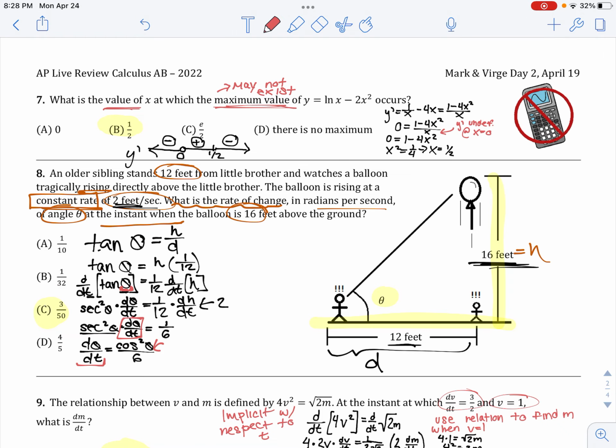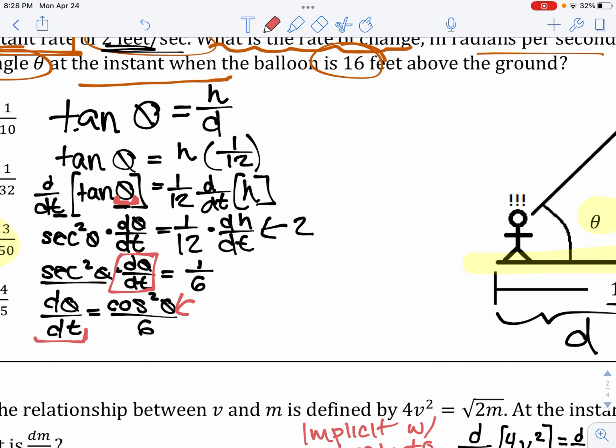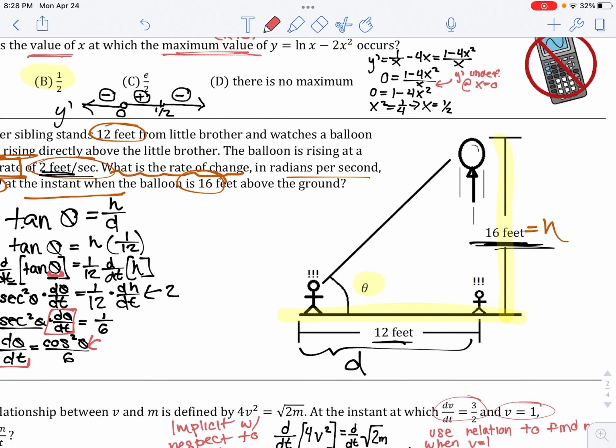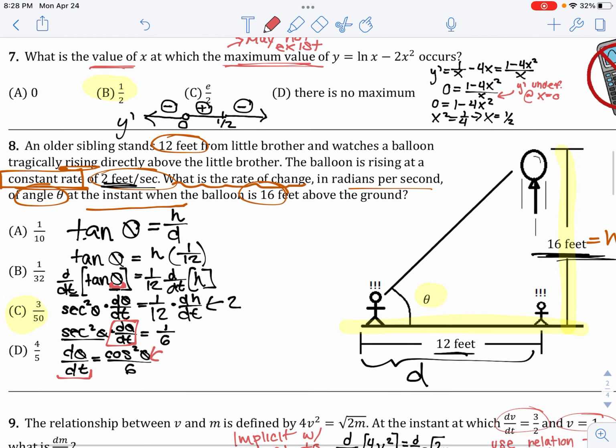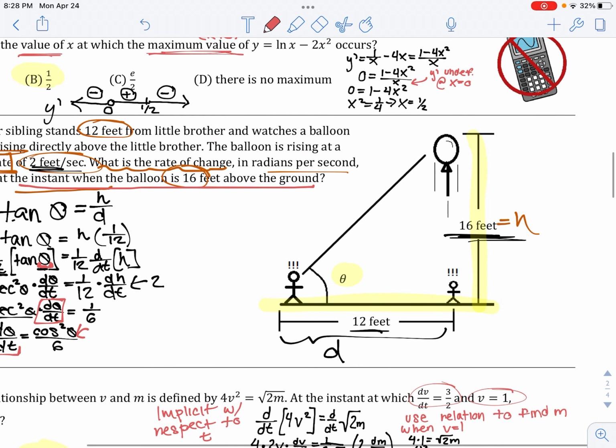Well, now we're just simplifying it to, well, what do we know, right? Well, we know that we want it at the instant when the balloon is 16 feet above the ground, right? That's important. So that means that we know what h is at the point we're trying to find, right? And d is always constant. So we know these side lengths, right? But for cosine, we would also need to know this hypotenuse length. Well, we can use basic Pythagorean theorem to figure that out.